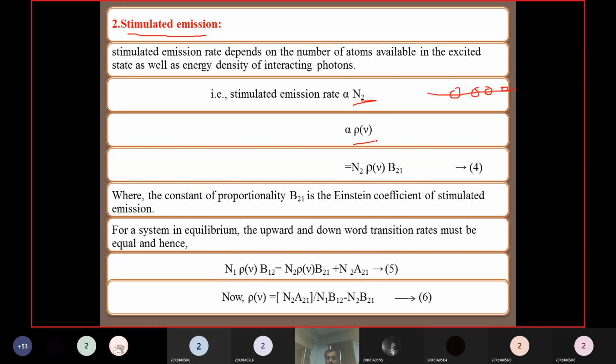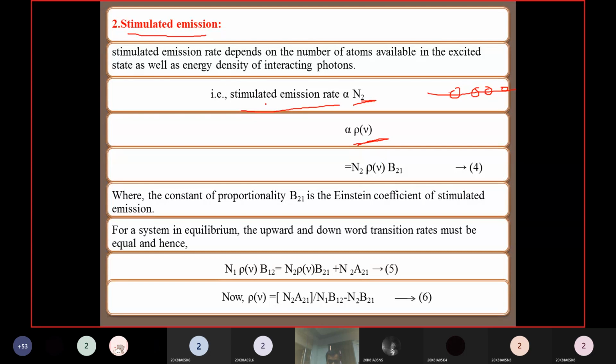The other is the energy density of the photon. If the energy density of photons is more, it triggers more electrons. If the number of photons is high, it triggers more electrons. That's why the stimulated emission rate is proportional to N2 as well as the energy density, rho of nu.